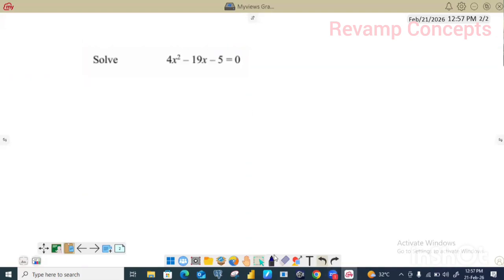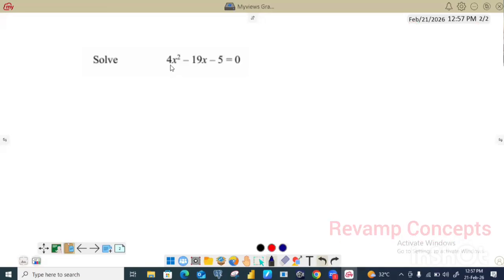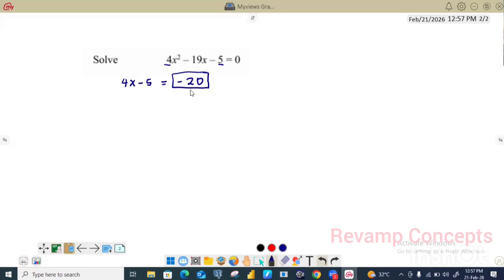and C. This is the coefficient of x and this is C. So when you multiply 4 and minus 5, what will you have? Minus 20. That will be minus 20. Now we look for the factors of minus 20 that you can add together that will give you minus 19.